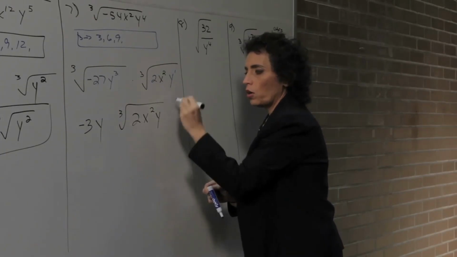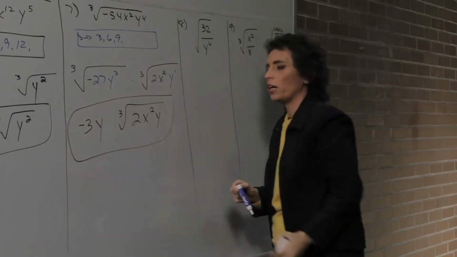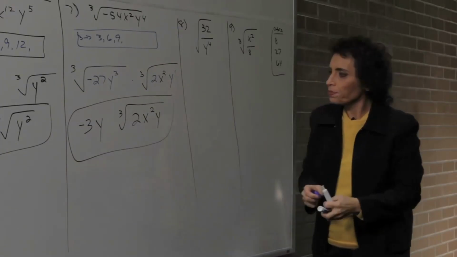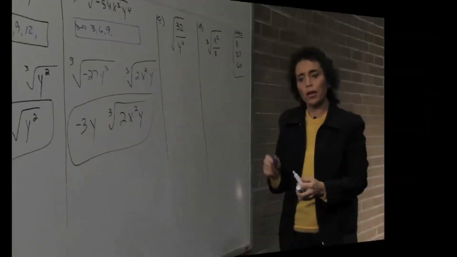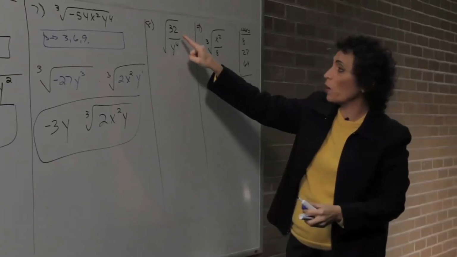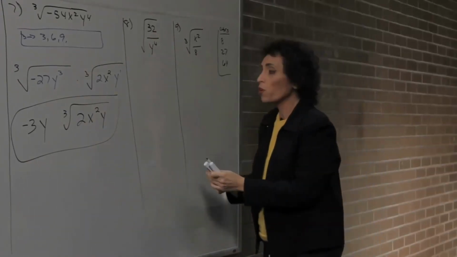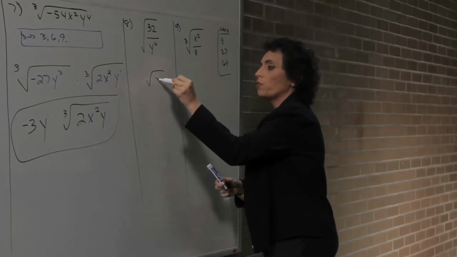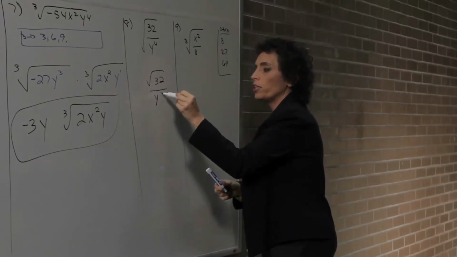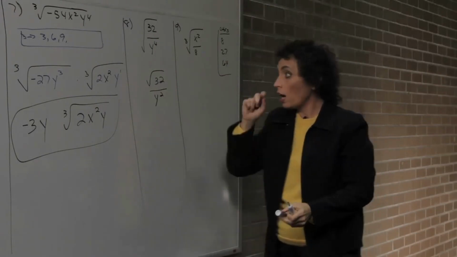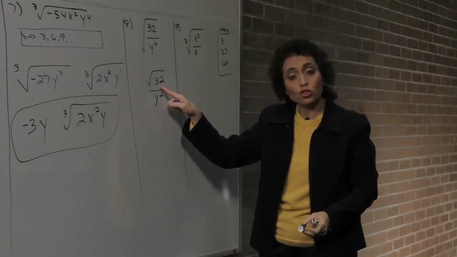2x squared y. And we are done. Awesome. Okay, number 8. Look to see if everything's a perfect square. This is not, this is. Okay, that's a perfect square. So really what we have here is the square root of 32 all over y squared. Now, I'm not done unless there's no perfect square here.